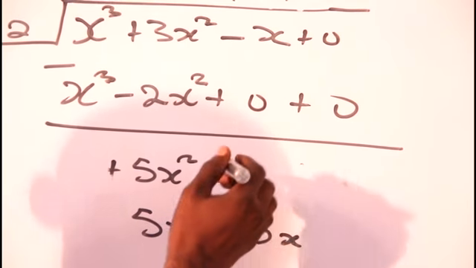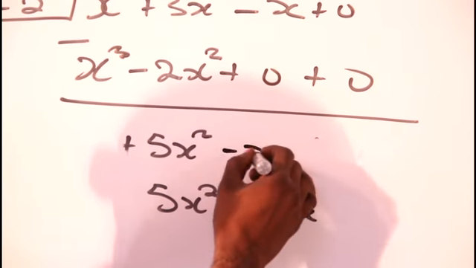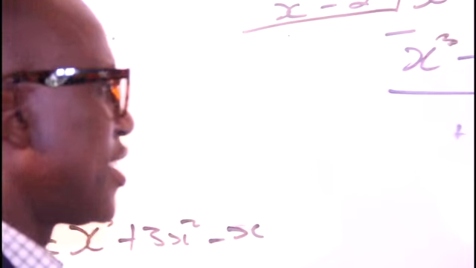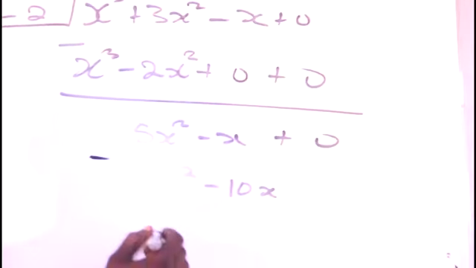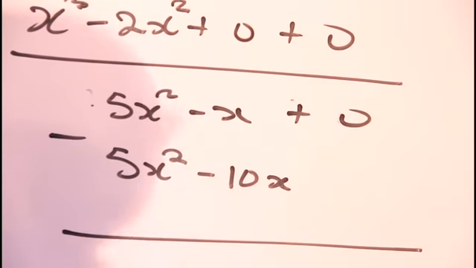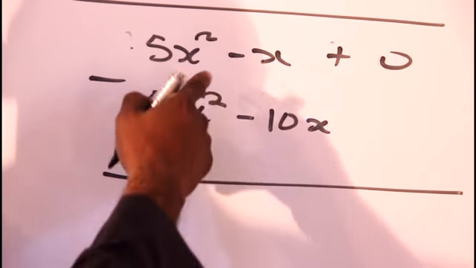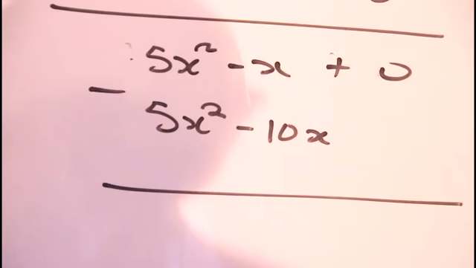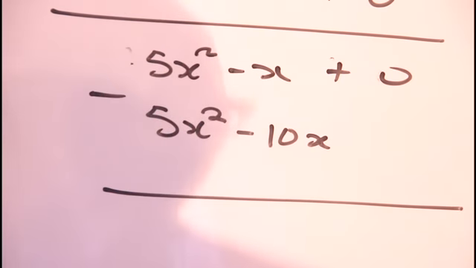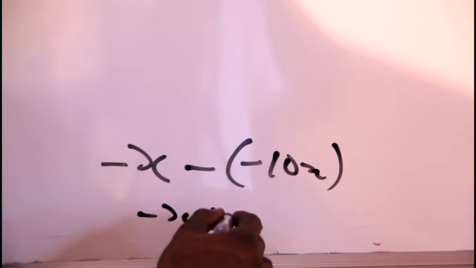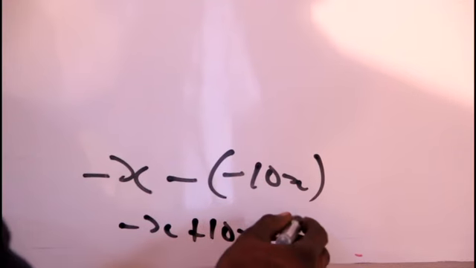Okay, sorry. This one is minus x plus 0. You now find our difference. We are finding the difference. 5x squared minus 5x squared will be 0. Then minus 5x minus 10x. That will give you minus x plus 10x. Your result will now be 9x.